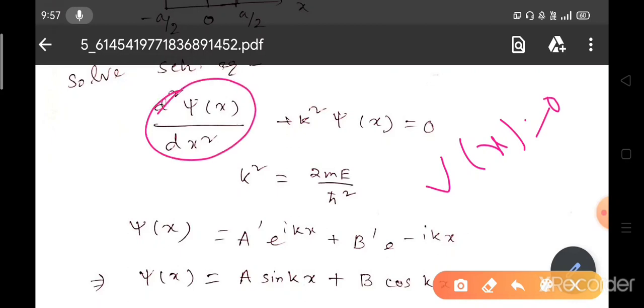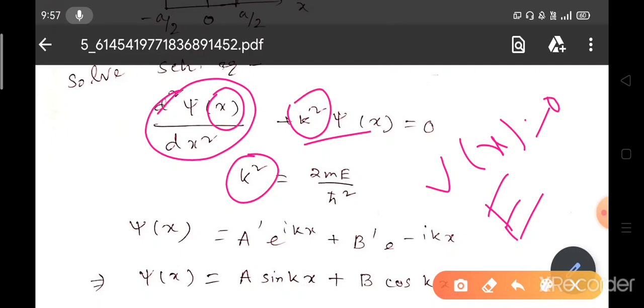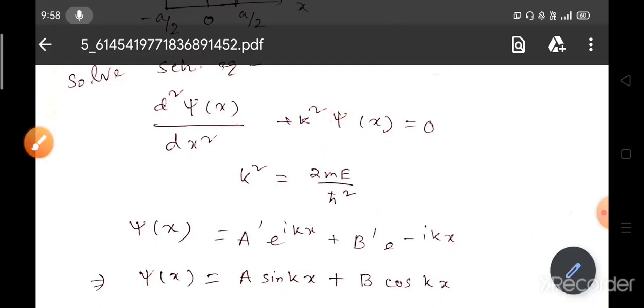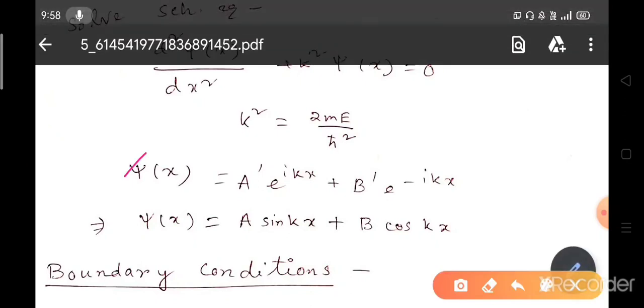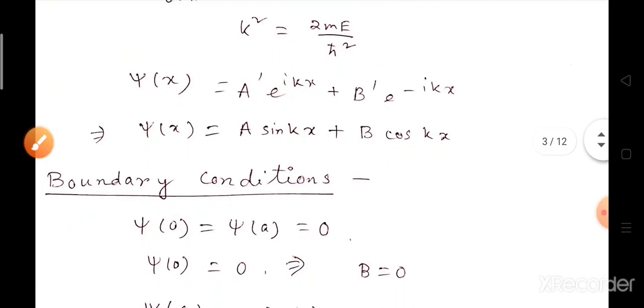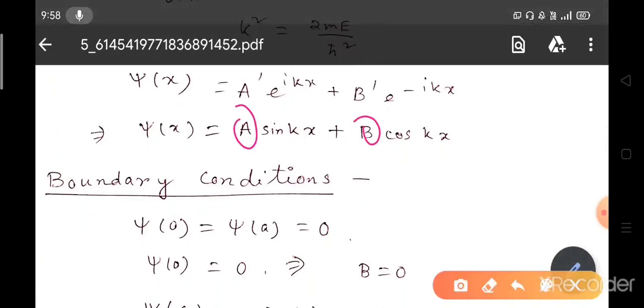So in the Schrodinger equation, we have to take only the kinetic energy term. So d2 psi by dx2 plus k square psi equals 0, since it is one-dimensional and we are considering the potential variation along x only. Here k square is 2mE by h cross square. The solution of the equation is oscillatory, that is, psi of x can be written as A sin kx plus B cos kx, where A and B are constant coefficients.